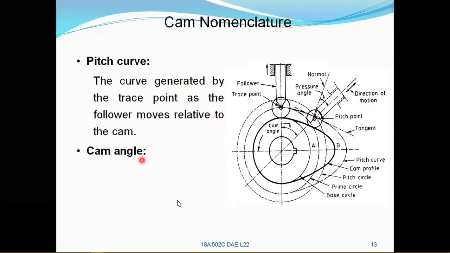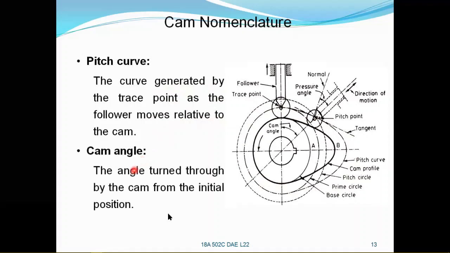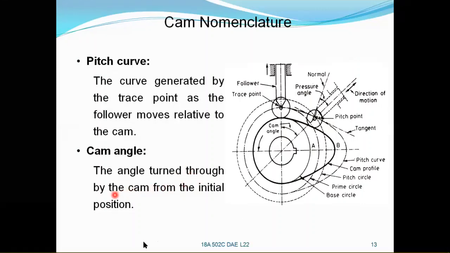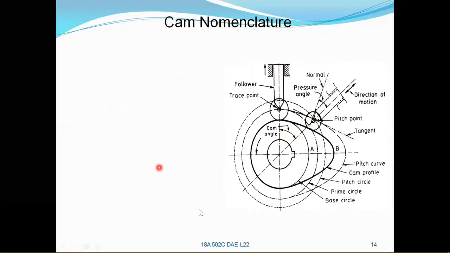Cam angle. The angle turned or rotated through by the cam from the initial position. Say maybe this is the initial position, and if it is turned to this point, this will be the cam angle.